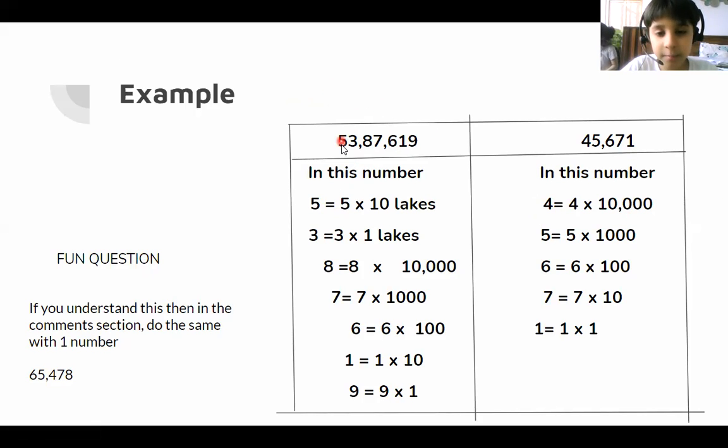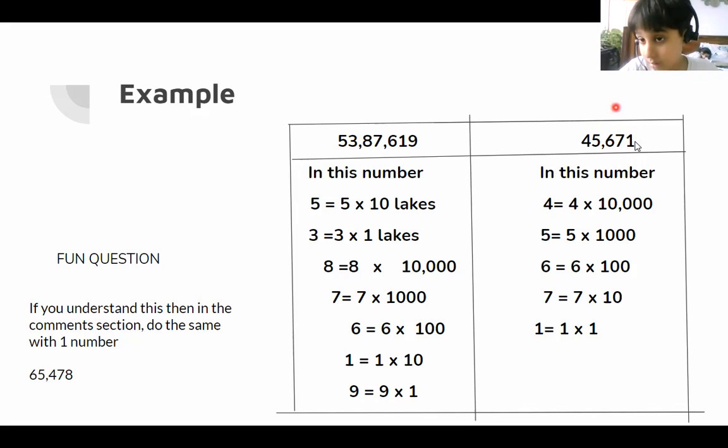Now for this number, 5 3 8 7 6 1 9: 9 is 9 ones, 1 is 1 ten, 6 is 600, 7 is 7,000, 8 is 80,000, 3 is 3 lakh, and 5 is 5 ten lakhs. And this small number, 45,671.